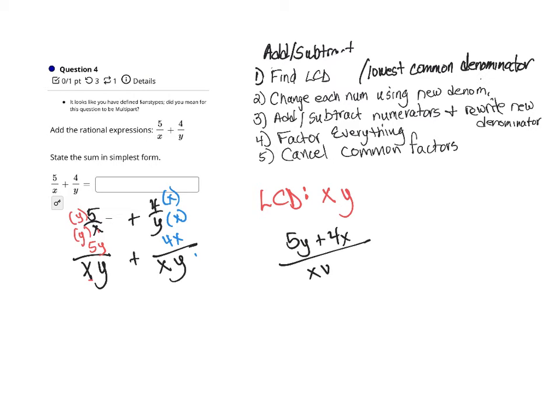of xy. Now, I can't add those two because one's a y term, one's an x term. There's nothing common I could factor out. It's a binomial on top, a monomial on the bottom, so I couldn't factor everything. There's nothing to factor, so there's no common factors to cancel. Because remember, you can't cancel a monomial with a binomial.